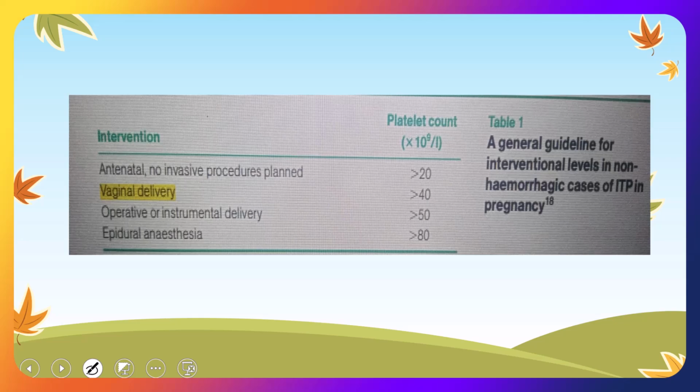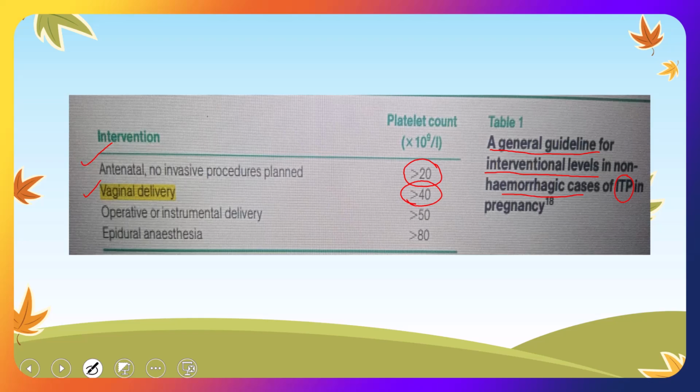Now, this screenshot I have taken from the TOG article Thrombocytopenia in Pregnancy, and it is showing a guideline for interventional levels in non-hemorrhagic cases of ITP in pregnancy. What should the platelet count be if the patient is antenatal and no invasive procedure is planned? Normally if the patient is labeled as ITP, the platelet count should always be more than 20. And if we are planning vaginal delivery for the patient, then the platelet count should be more than 40.